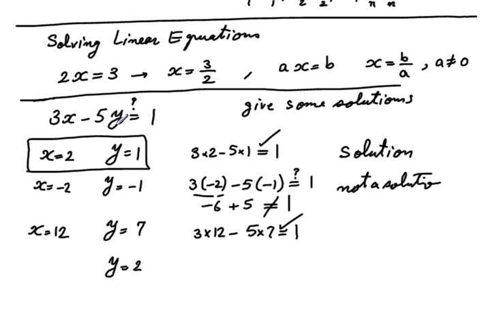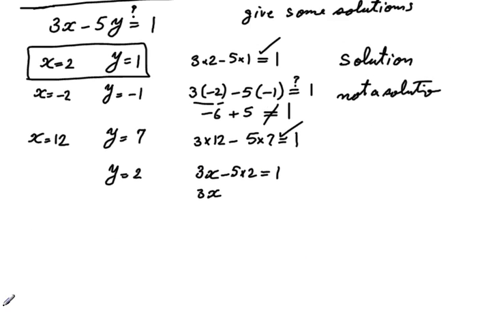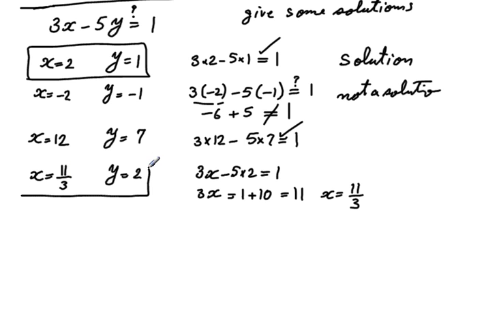If y is equal to 2, what would x be? Well, instead of guessing, let's just do substitutions. We say 3x minus 5 times 2. I want it to be 1, so 3x is equal to 1, and then I add the 10 to both sides, which is 11, and as you mentioned, x is going to be 11/3. So it is fair to consider this as a solution as well.